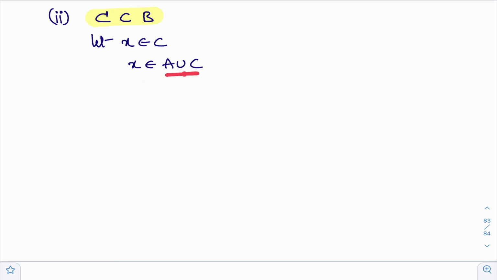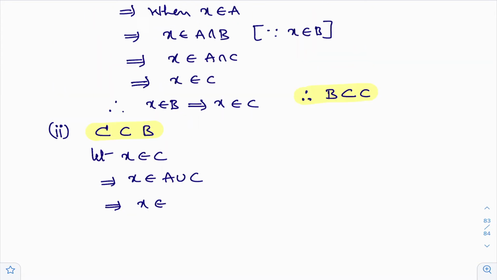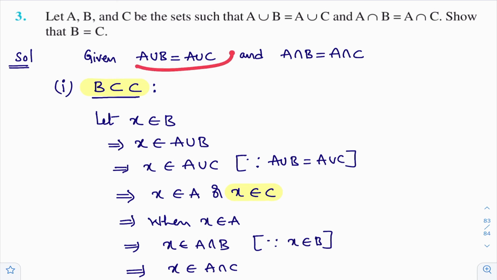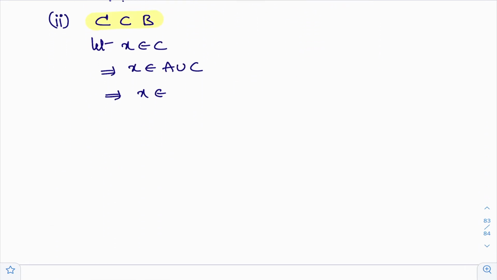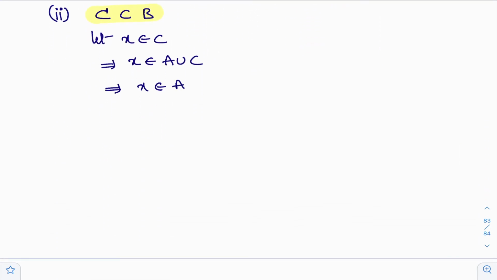This is clear from operations on sets. If you know how to calculate union of sets, then you can easily understand, right? X belongs to A union C, and A union C is same as A union B. That is the given data. In place of A union C, I can write A union B, since A union C is same as A union B. So now X belongs to A union B means what? X belongs to A or X belongs to B, correct?